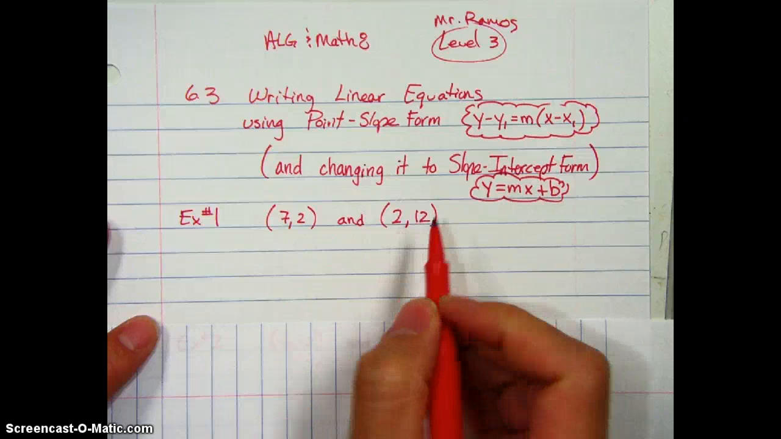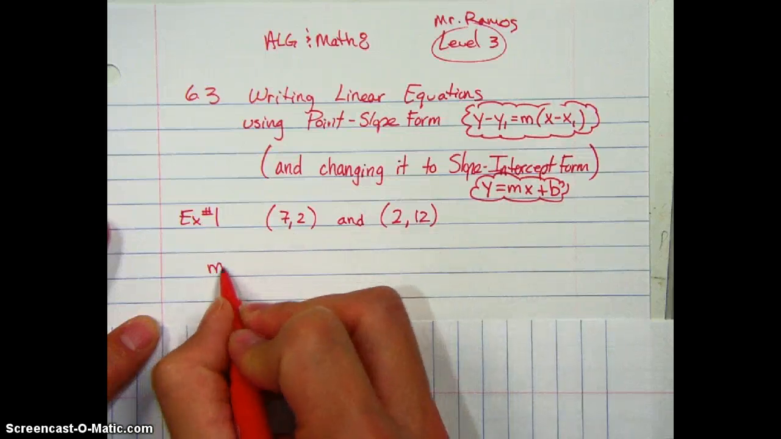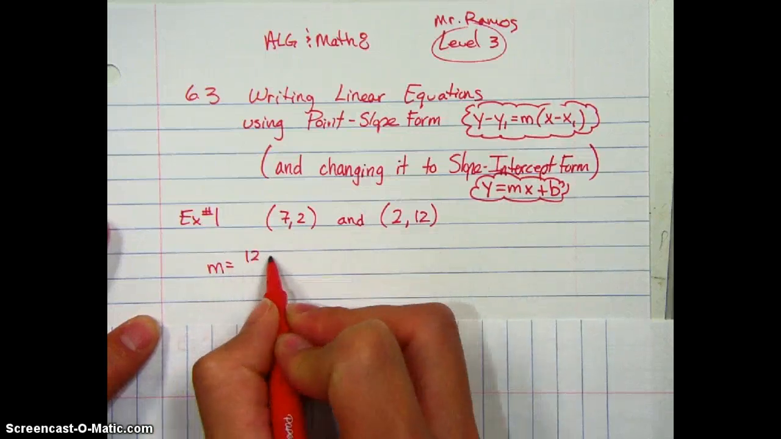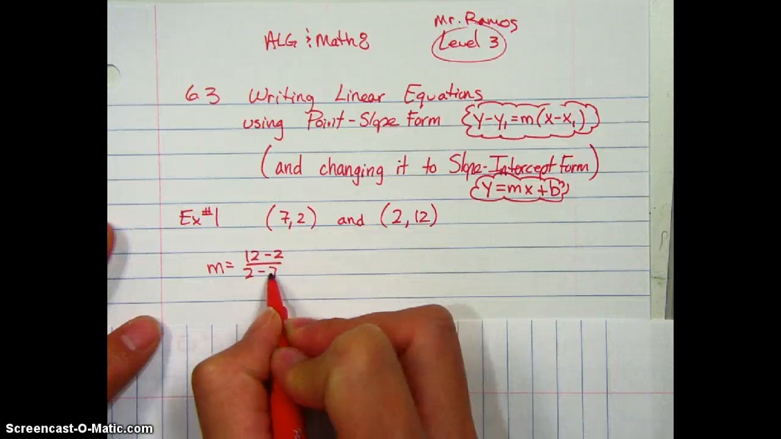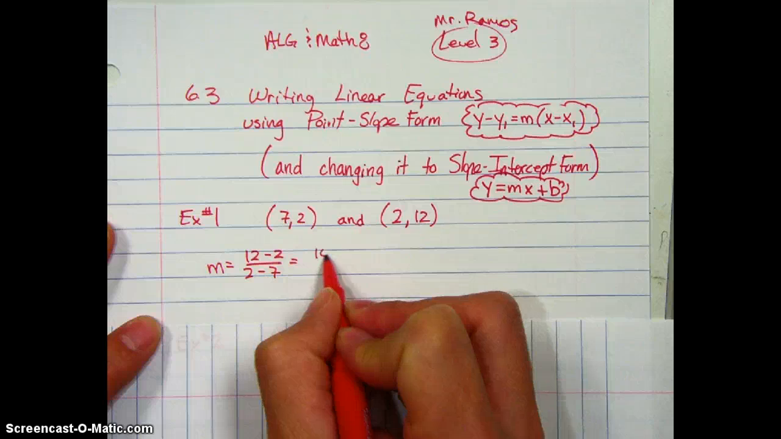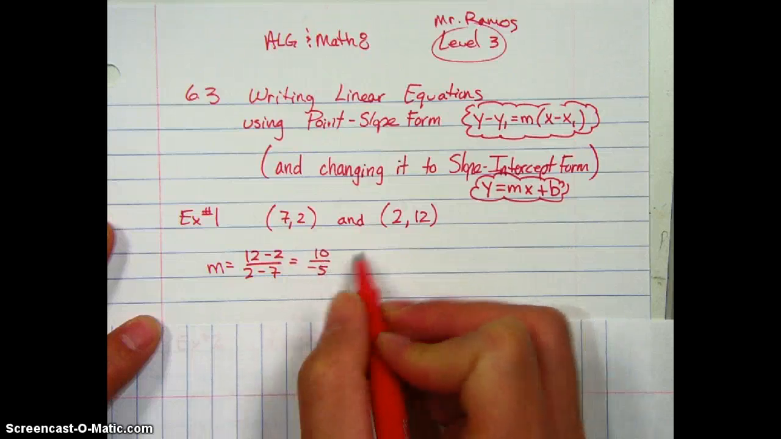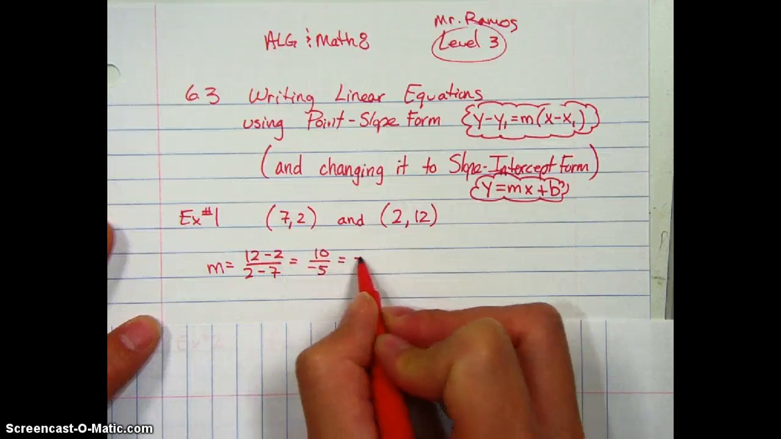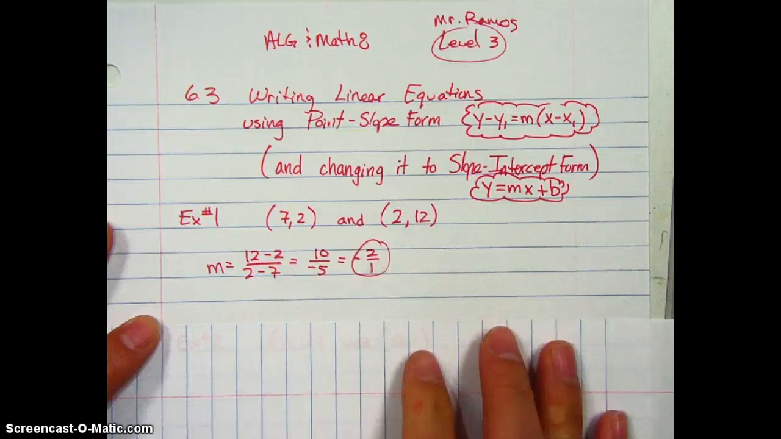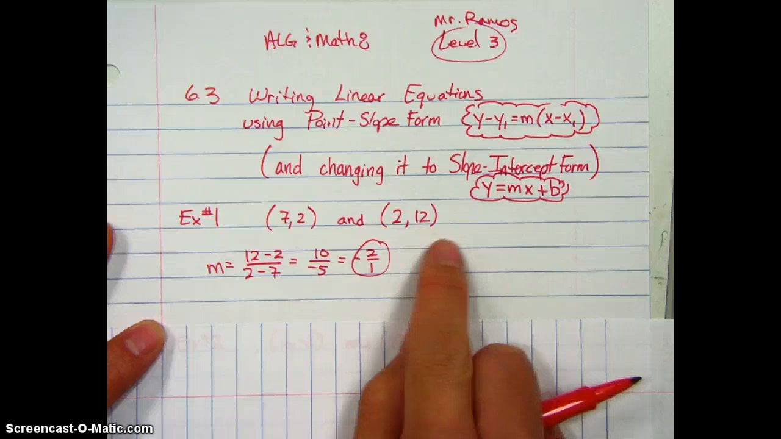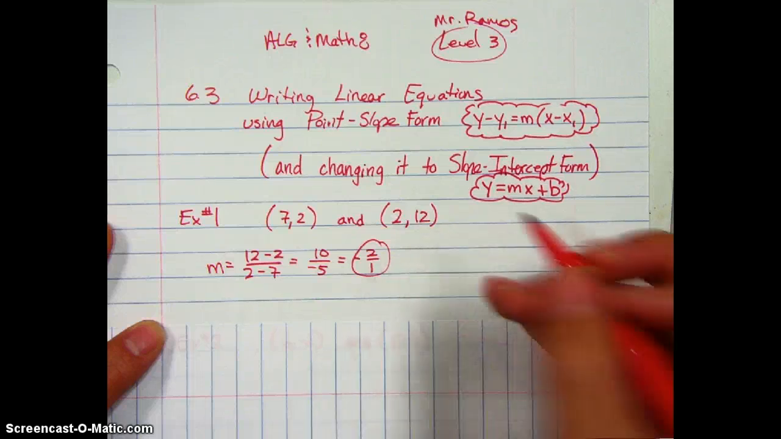If you're given 2 points, you can always find your slope. You find your slope by subtracting your y's divided by subtracting your x values. Okay, so up top here, I'm going to get 10 over negative 5, which reduces to negative 2 over 1. So there's my slope. So if I'm going to use my slope, I can use either one of these points to plug it in.